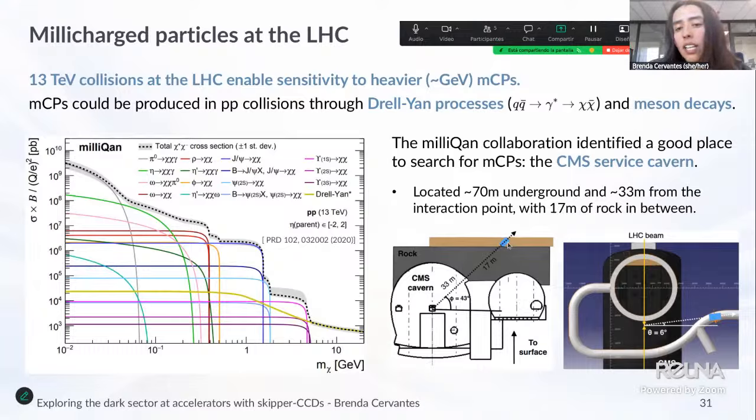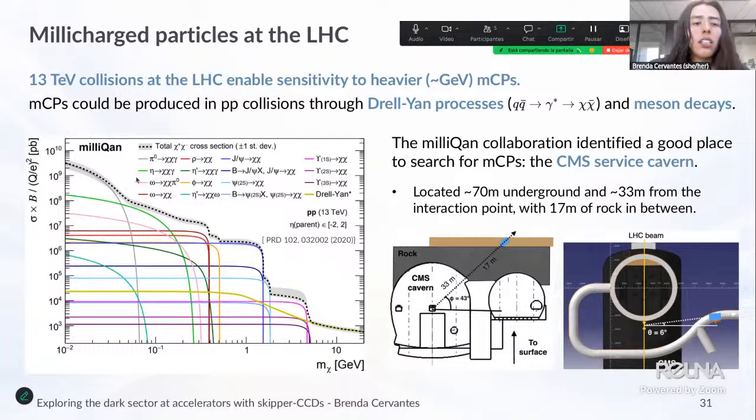This cavern is actually 7 meters underground, so you have a shield from cosmic rays, and is only 30 meters away from the interaction point, with a shield of 17 meters of rock in between. This is not in the line of sight of the beam. It is almost perpendicular to the beam, but it turns out that at these angles you still receive a potentially observable flux of millicharged particles.